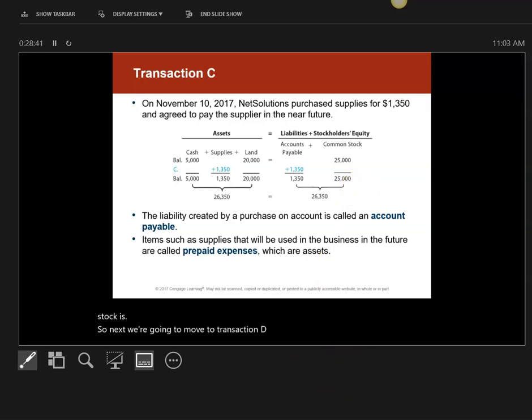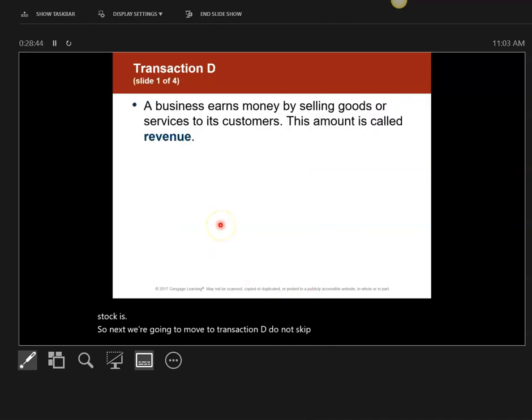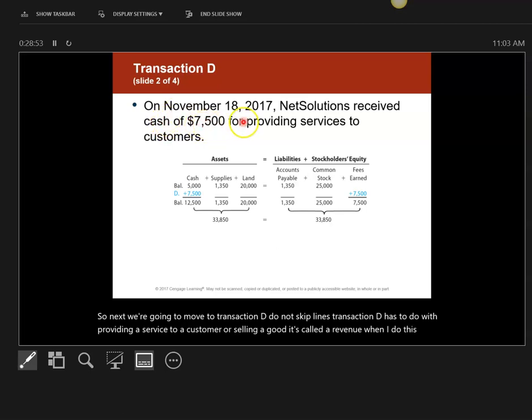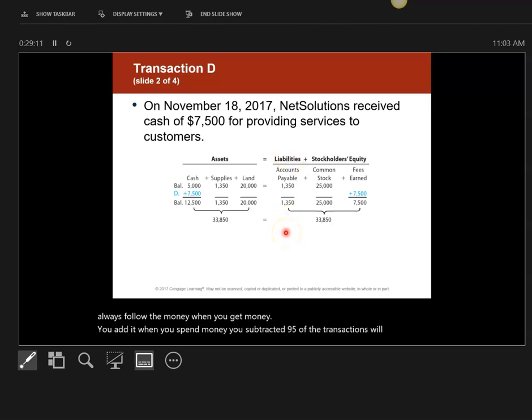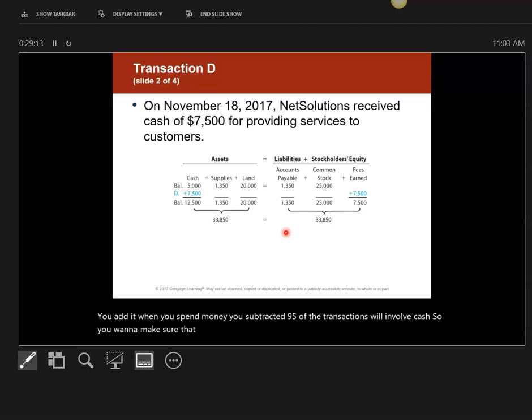Do not skip lines. Transaction D has to do with providing a service to a customer or selling a good. It's called a revenue when I do this. So for transaction D on November 18th, I received cash of $7,500 for providing services to customers. Always follow the money. When you get money, you add it. When you spend money, you subtract it. 95% of the transactions will involve cash, so you want to make sure that you follow the money.